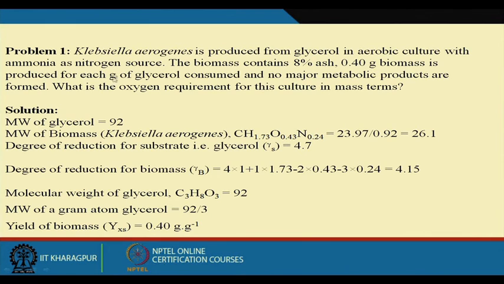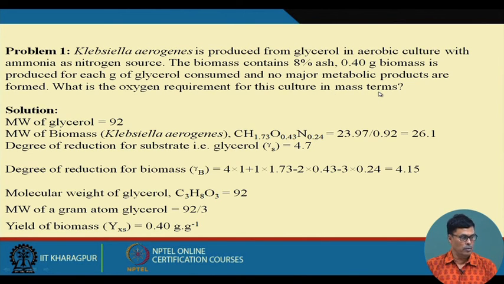Now I am going to discuss some problems on stoichiometry of the bioprocess. If you look at this problem, Klebsiella aerogenes is produced from glycerol in aerobic culture with ammonia as nitrogen source. Biomass contains 8% ash, 0.4 gram biomass is produced per gram of glycerol consumed, and no major metabolic products are formed. What is the oxygen requirement for this culture in mass terms?